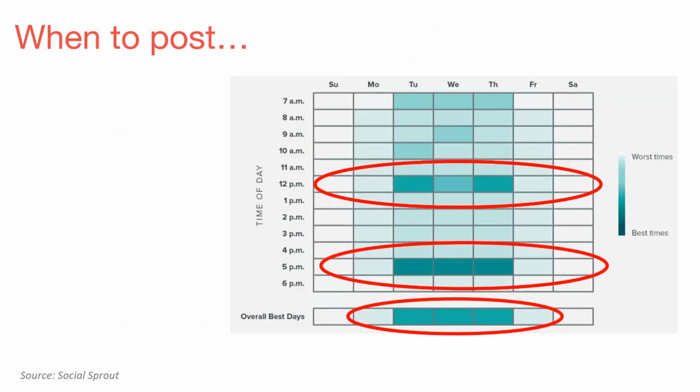Now, the best time to post on LinkedIn, again, that noontime hour, with your best days being Tuesday and Thursday. And then in that 5 p.m. hour, with Tuesday, Wednesday, and Thursday being your high traffic times.